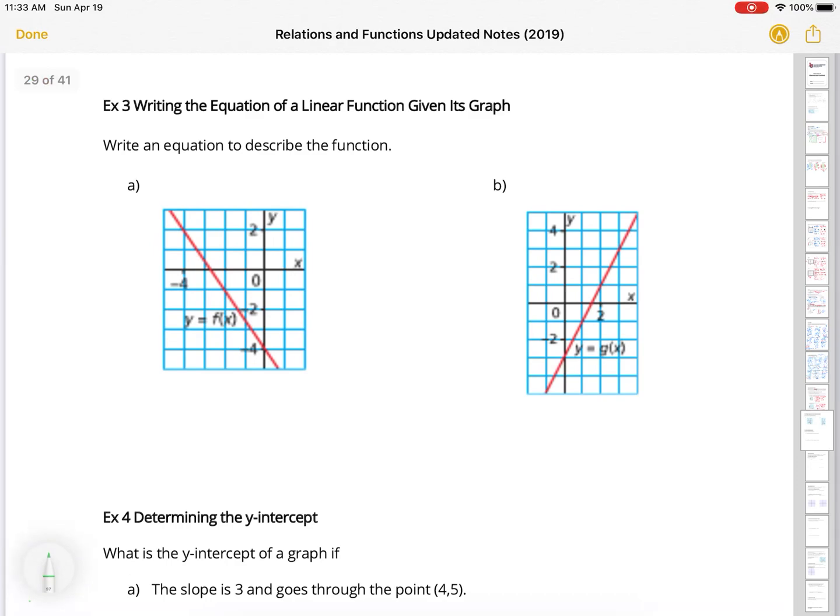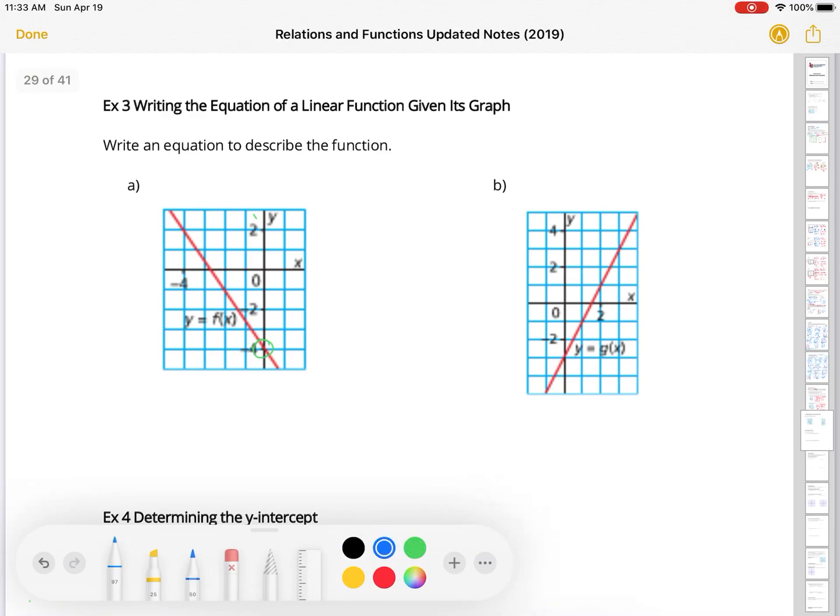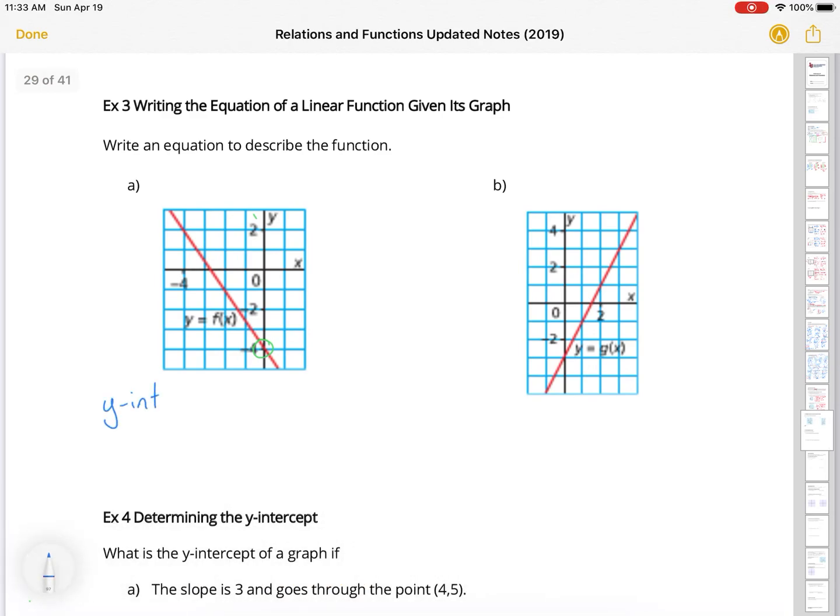So looking at this graph here, the first thing I'm going to do is look for the y-intercept. And what I note is that the y-intercept is negative 4. Okay, so the y-intercept equals negative 4. I can also figure out my slope. If I find 2 points on the line, I can use them to figure out my slope.